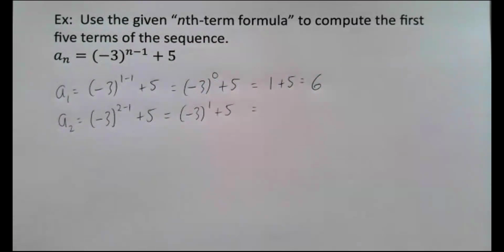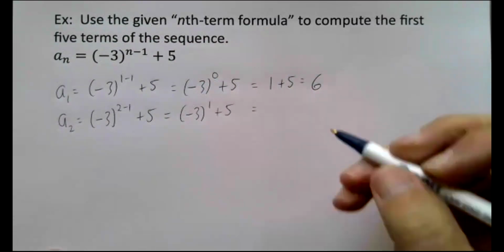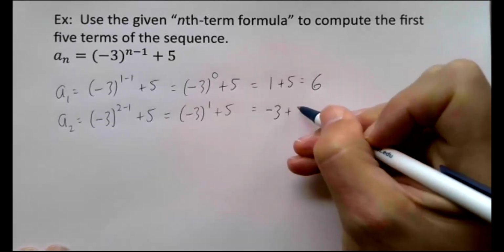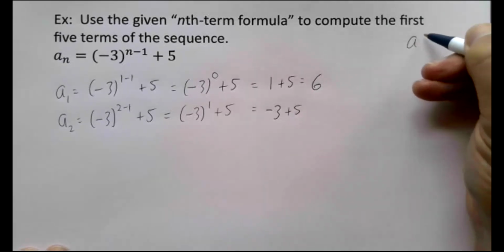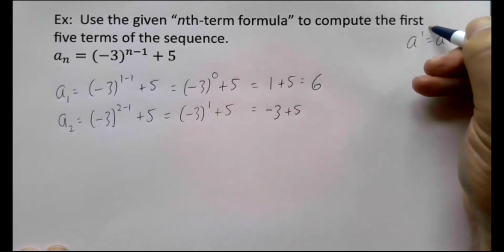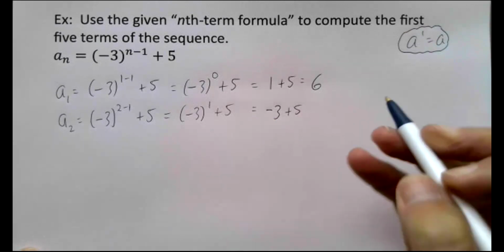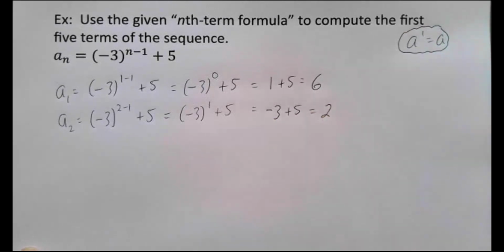Go ahead on your calculator if you need to do negative 3 to the power of 1. I doubt you need to, because anything to the power of 1 is always itself. A to the power of 1 is always A, no matter what your base is. Okay, so negative 3 plus 5 is what I'm getting right here. Negative 3 plus 5 equals 2.